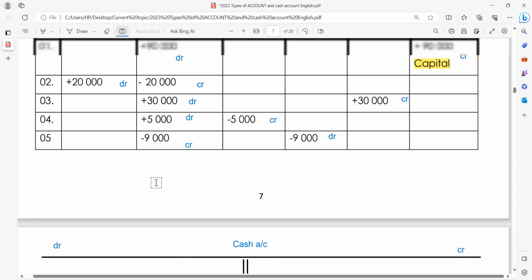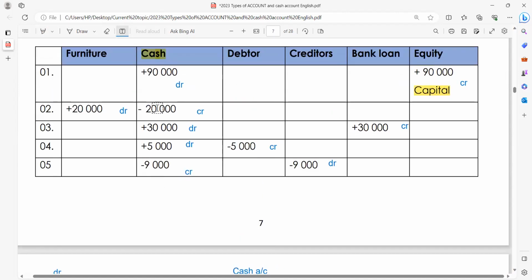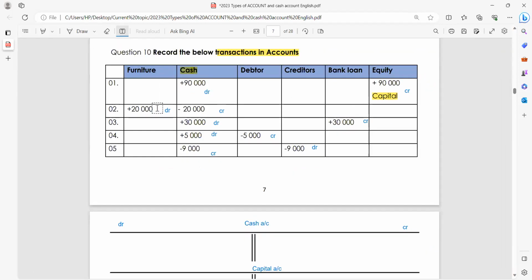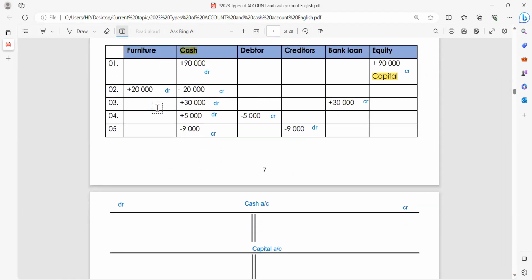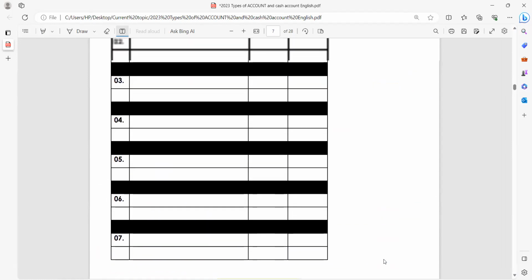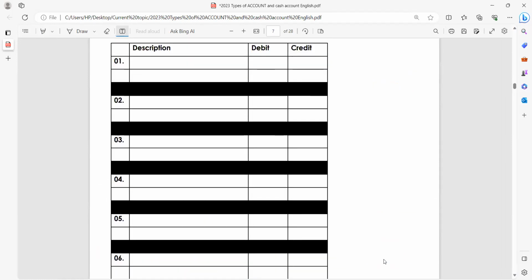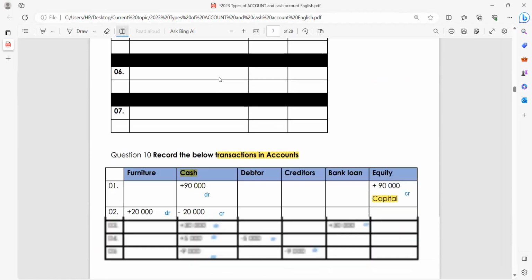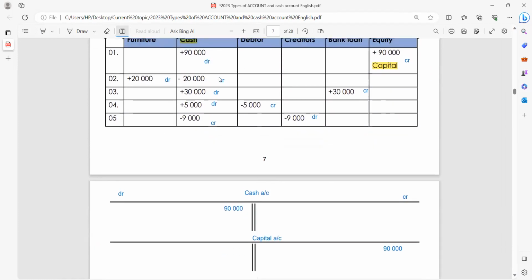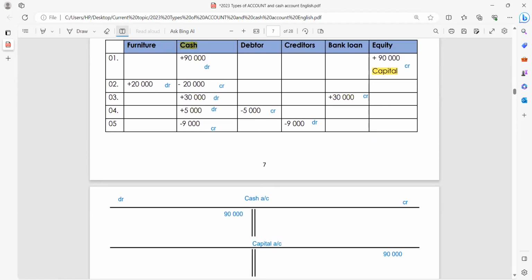So as per the first double entry, cash account debit 90,000, capital account credit 90,000. Earlier we wrote double entries like this, writing cash account debit and capital account credit. But now we are writing in accounts. Cash account debit 90,000, capital account credit 90,000.